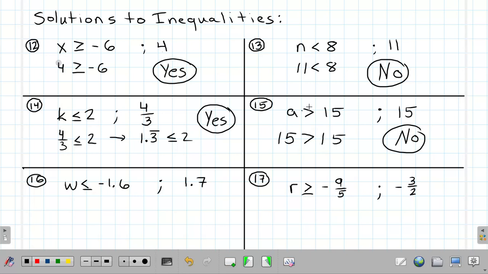But like I said, we've got to pay attention here and be careful, because this is not a greater than or equal to symbol. This is just a greater than symbol. So the answer here is no.